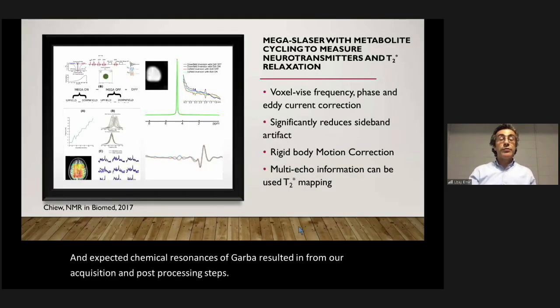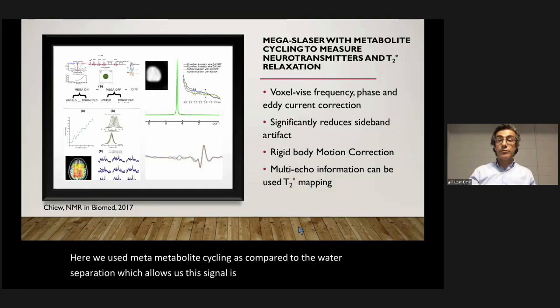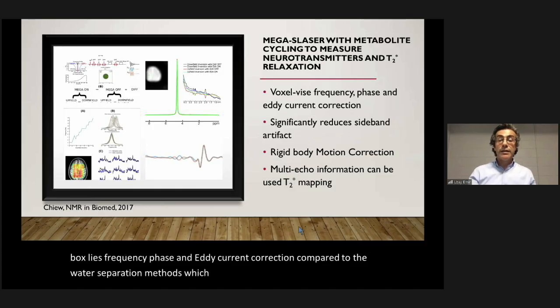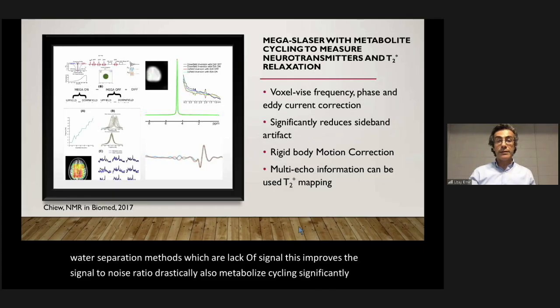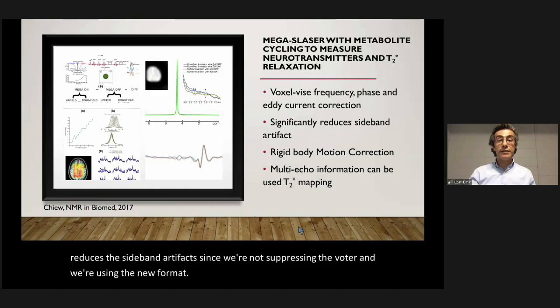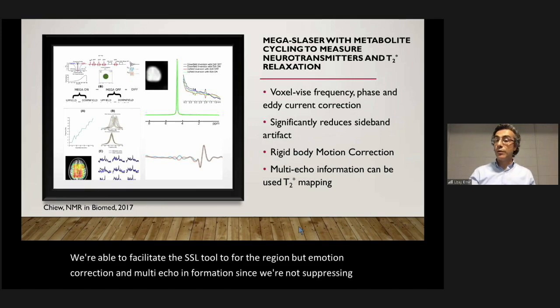Here, we used metabolite cycling as compared to water suppression, and this scheme allows us to do voxel-wise frequency, phase, and eddy current correction. Compared to the water suppression methods, which lack this signal, this improves the signal-to-noise ratio drastically. Also, metabolite cycling significantly reduces the sideband artifacts. Since we are not suppressing the water and we are using the NIFTI format, we were able to use the FSL tool for rigid body motion correction. And multi-echo information, since we are not suppressing the water, can be used for T2 star mapping.